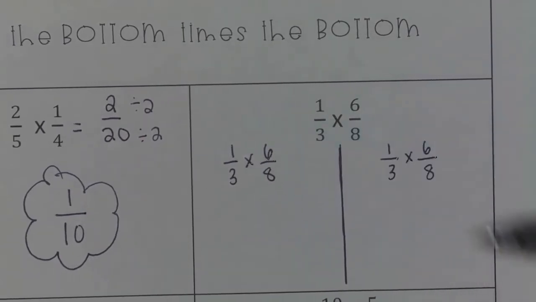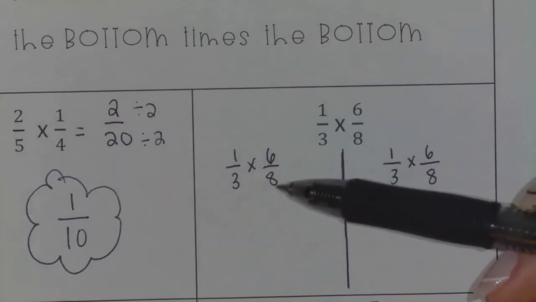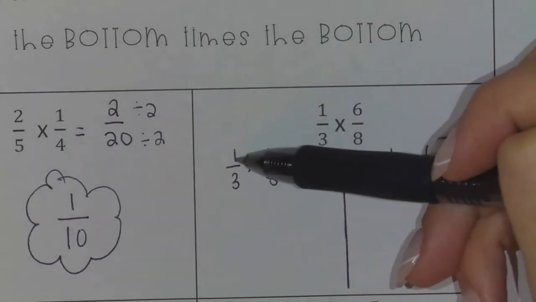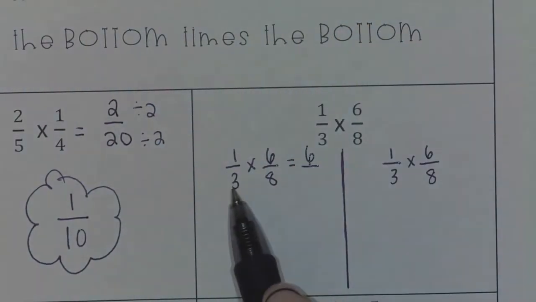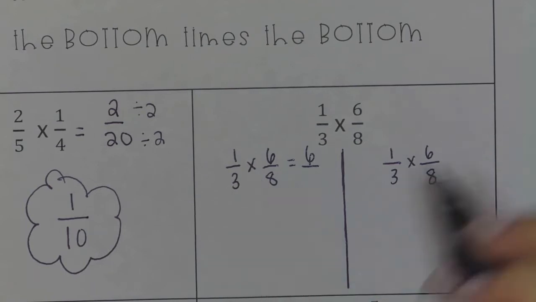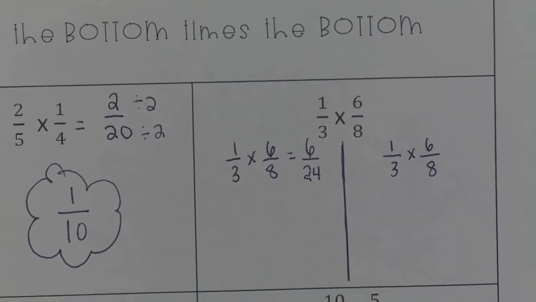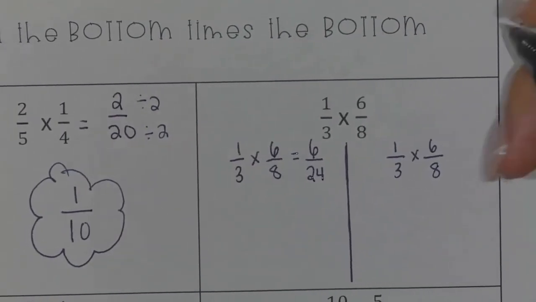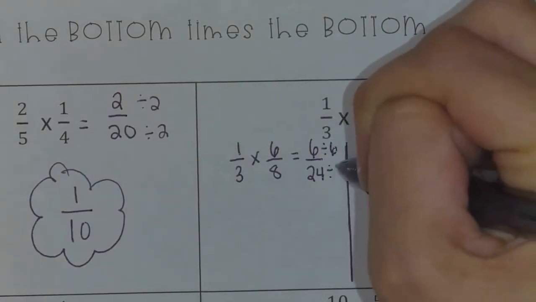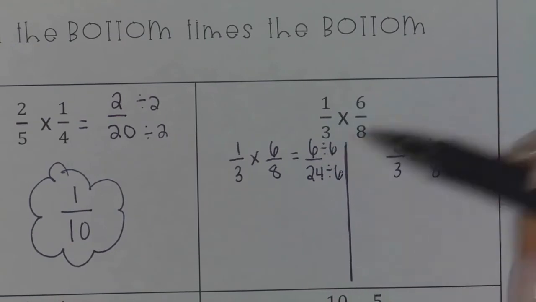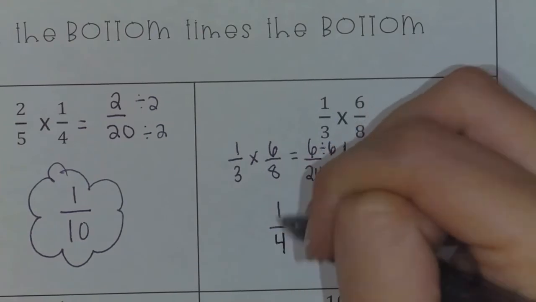Okay, so when I look at this problem here, I know that I can just go ahead and multiply the top times the top and the bottom times the bottom. So for the top times the top, I have 1 times 6, which would give me 6. And for the bottom times the bottom, I have 8 times 3, which would give me 24. So again, still a proper fraction, but I do need to simplify. 6 and 24 have a common factor of actually 6. So 6 divided by 6 is going to give me 1, and 24 divided by 6 is going to give me 4.